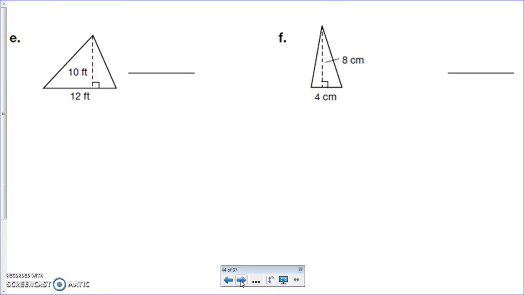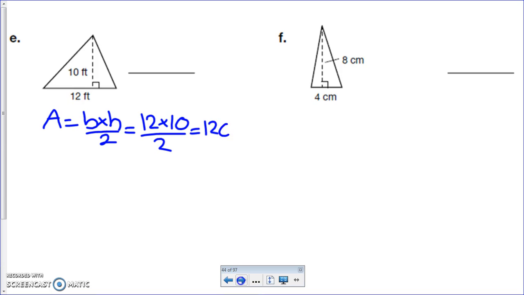For E, again, we're going to write out the formula. Area equals base times height divided by 2. So we have a base of 12 and a height of 10. Then 12 times 10 is 120, so we get 120 over 2, which equals 60. So our answer for the area is 60 feet squared.